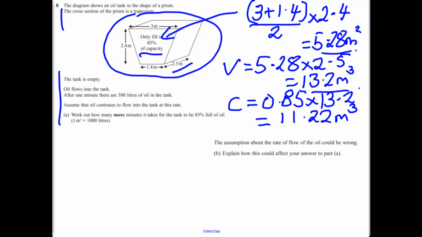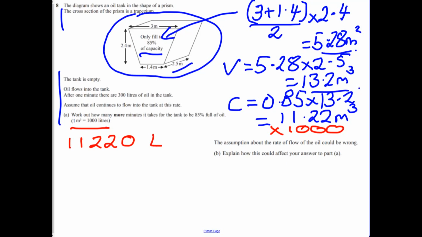Now we need to start thinking about litres, because it talks about litres. It says 1 meter cube is 1,000 litres. So we've got 11.22 meters cubed, so let's just multiply that by 1,000. If you multiply that by 1,000, that's the one bit I don't actually need a calculator for, though you can use it if you want to. So we've got 11,220 litres.